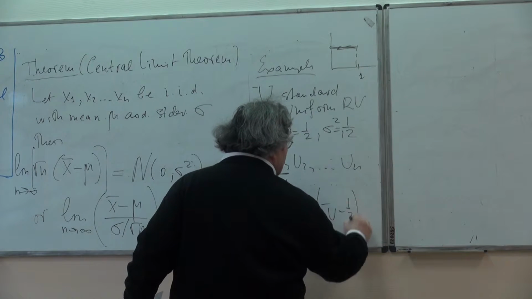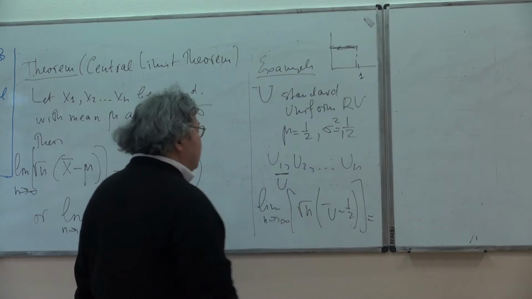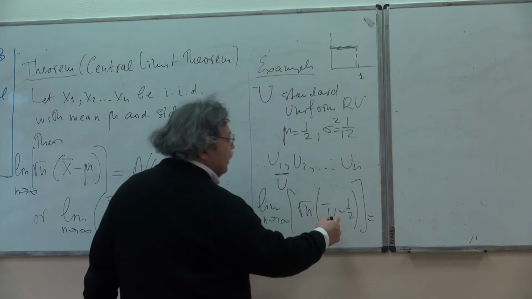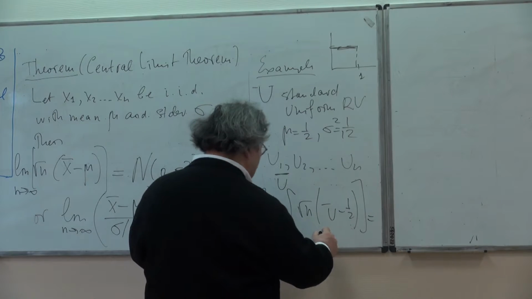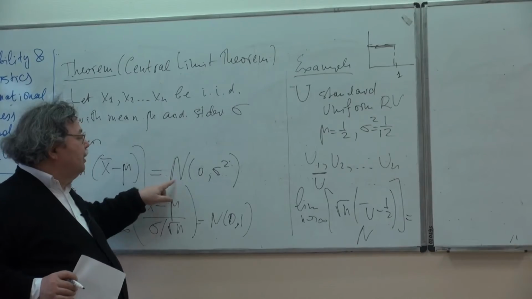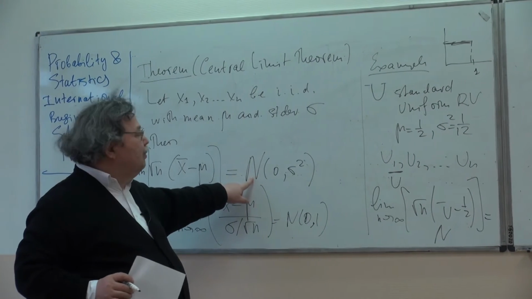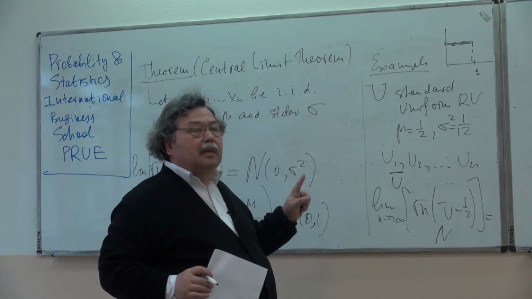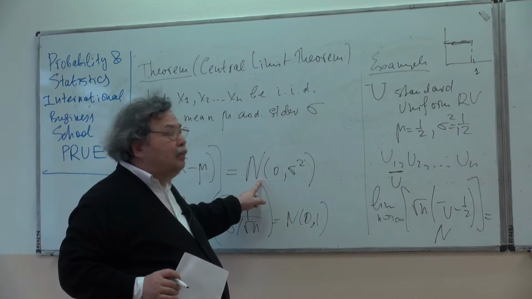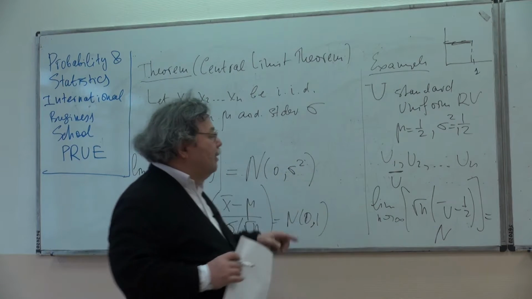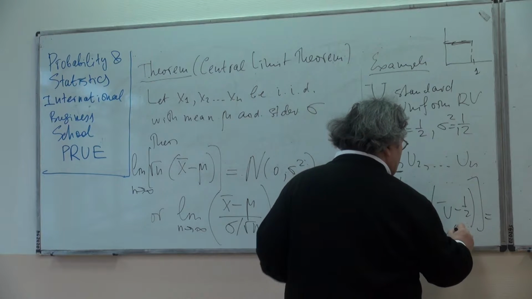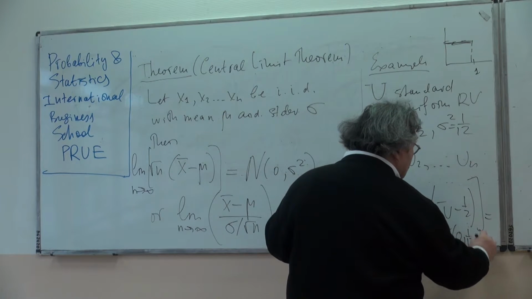Then the limit as n approaches infinity of root n times u bar minus 1/2 equals, and well, if I may write it here, I'm not sure you can see it properly. Now, according to this theorem, using the first of these two formulations, the limit must be N, the normal distribution with 0 and the same variance. So it's 0 and 1 over 12.